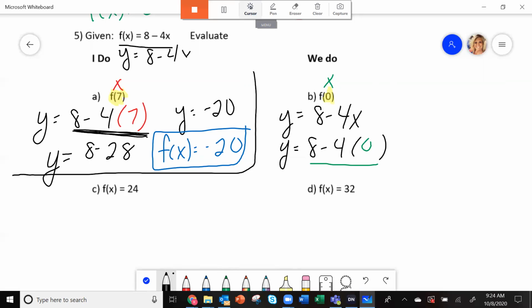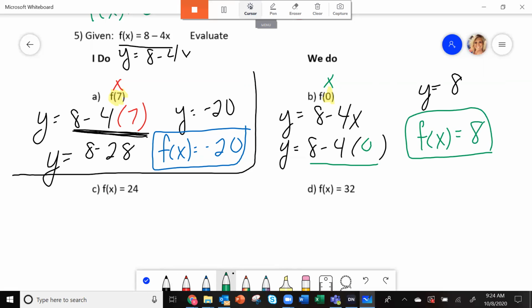Well, y equals, when you put 8 minus 4 times 0 in the calculator, you're going to get 8. The other way to write that instead of y equals is f of x equals 8. Here is your answer.